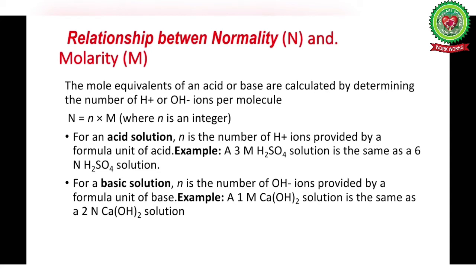Similarly, we have taken one example of a basic solution, that is 1 molar calcium hydroxide. Calcium hydroxide will furnish 2 OH negative ions in a solution. It means the value of small n is 2 and molarity 1 molar is given. So molarity is 1, and N is equal to 2 into 1. So the normality of the solution is 2.